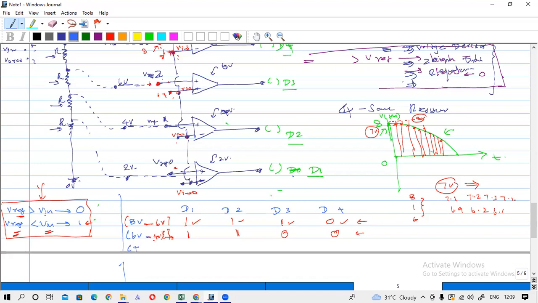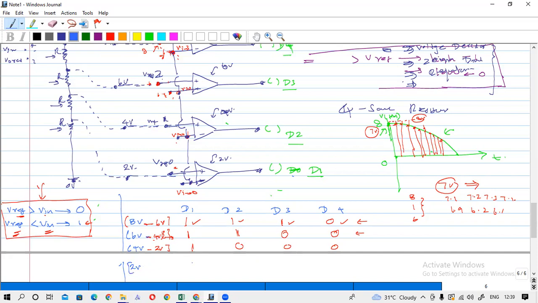And tell me, if you are given 4 volt, what happened? Actually 4 volt up to 2 volt, what happened? You will get D4 definitely 0, D3 definitely 0, and at D2, here you will have 4 and here you will have 4, and this one also will be 0. But here you will have V ref 4 and V ref 2, V in 4. That means V in is greater than V ref, you have 1 here. And what happened if you are given 2 volt?